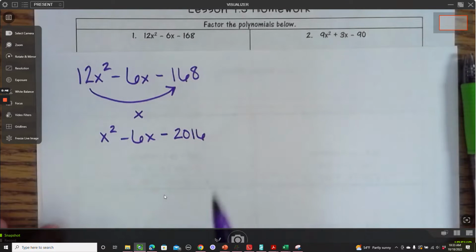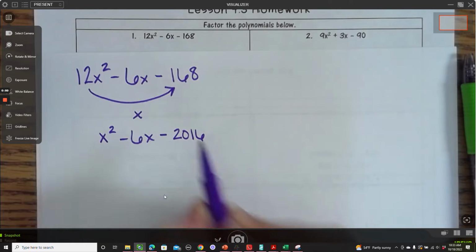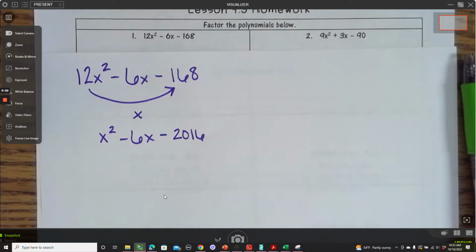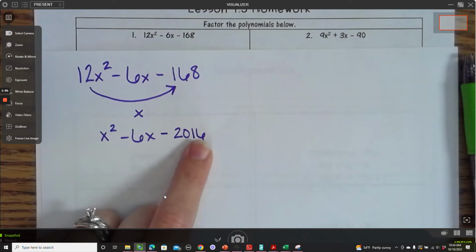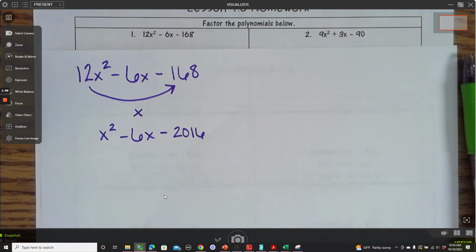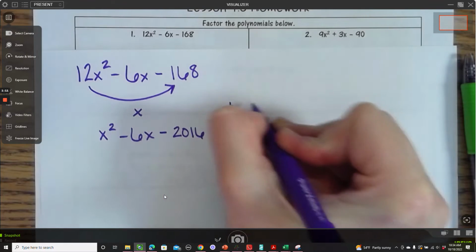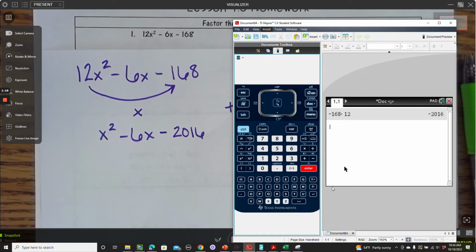Okay. Now what I'm going to do is factor this out. So I need two numbers that multiply together to give me negative 2016, but that add to give me negative 6. Now, here's a clue. If this number is really big and this number is really small, it means the two factors are going to be really close together. If the product is negative, that means one is positive, one is negative. So I'm going to start big.